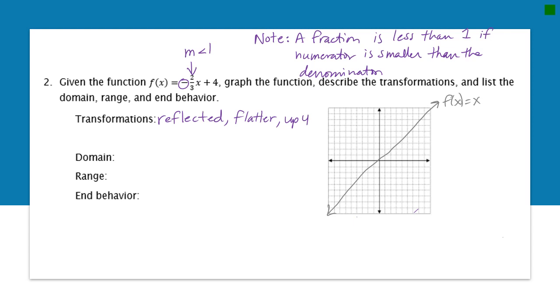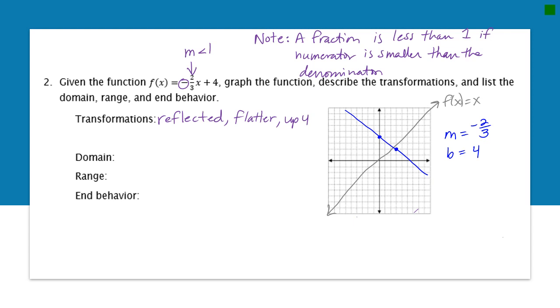Okay, so let's actually graph. So we need the slope and the y-intercept. Slope is negative 2/3. Y-intercept is 4. So I'm going to go up 4 on the y-axis, and then I'm going to use my slope. I'm going to go down to right 3. So down to right 3 would be here. And then I'm going to connect the dots.